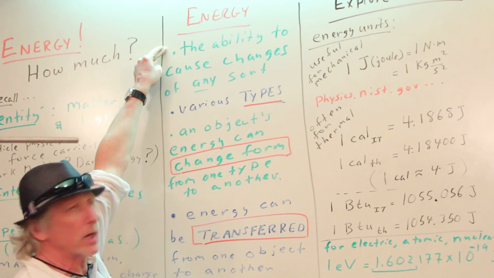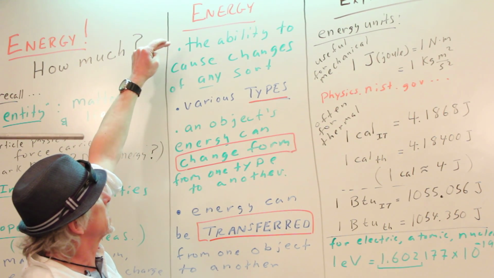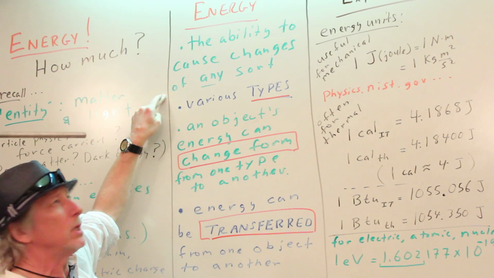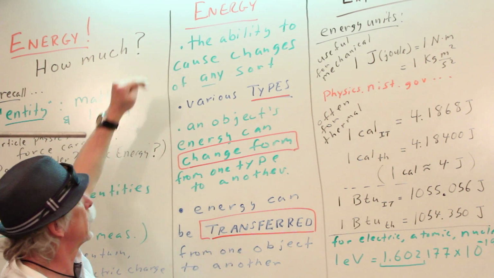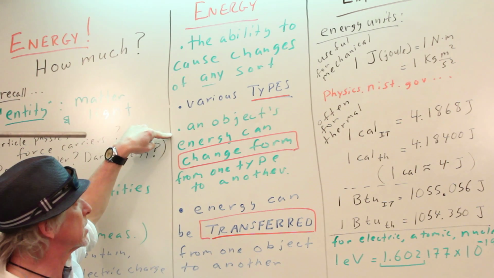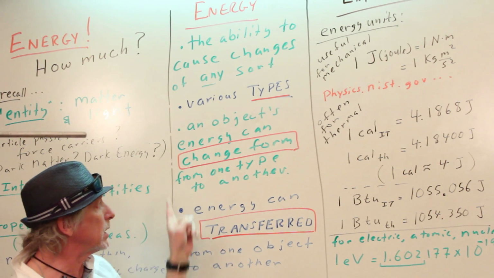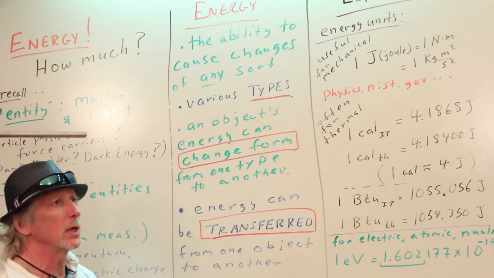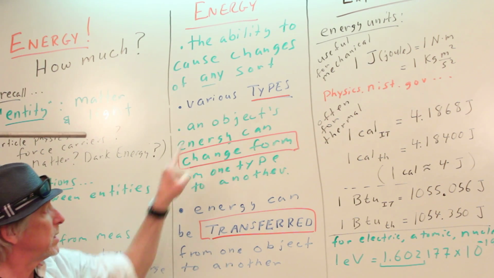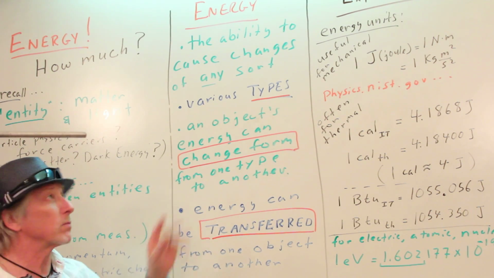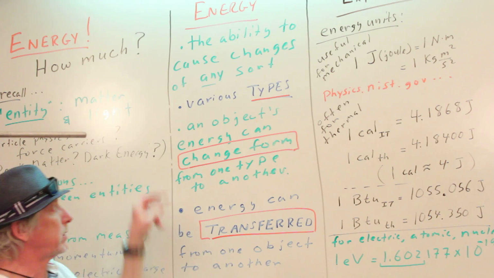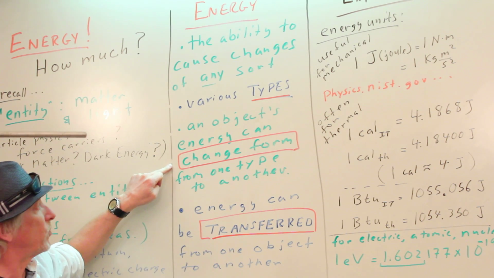Now let's get on with energy. Energy, as you know, I defined as the ability to cause changes of any sort. I think that's a really good definition to work with conceptually. There are various types of energy, as you saw, and we'll look at that more closely in a second. An object's energy can change form. This is an important idea, from one type to another, right? You probably know kinetic energy and potential to kinetic, and we'll get into that in a second. So energy has types, and energy can change form. When I say types, there are different ways that an object can hurt you, reasons that you're worried about it, okay? And it'll change form.